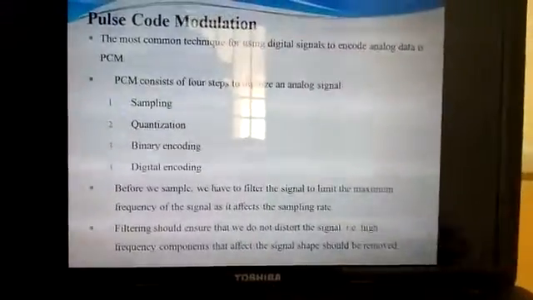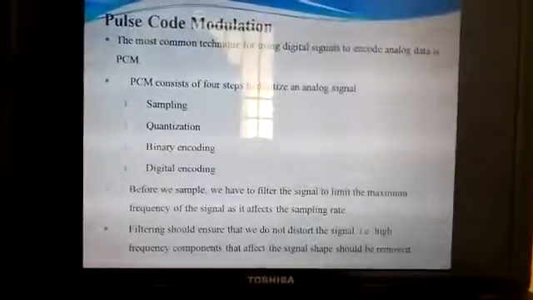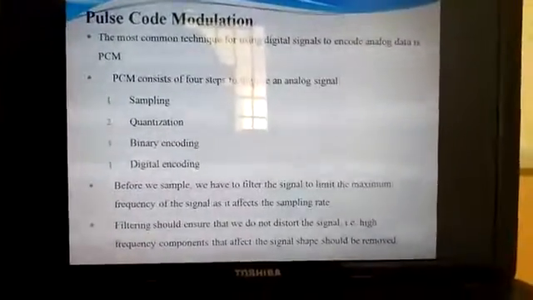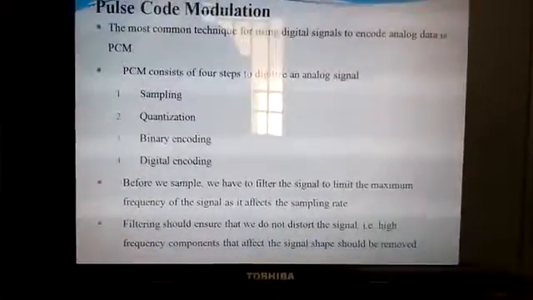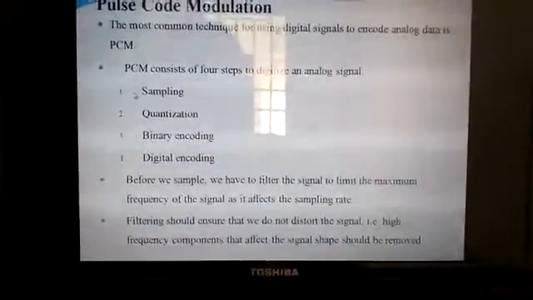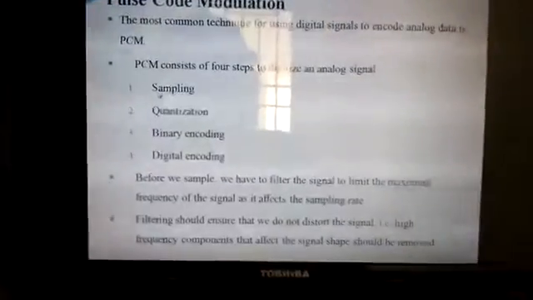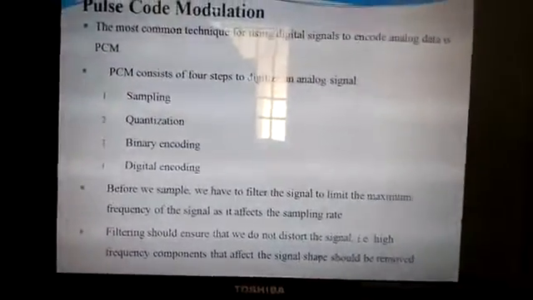First, the signal is sampled and quantized and then converted to a digital code. Then the signal is called pulse code modulation. It consists of 4 steps: sampling, quantization, binary encoding, and the last part is digital encoding.